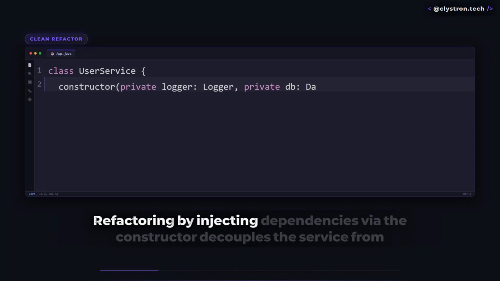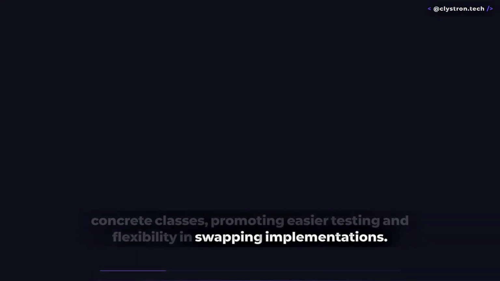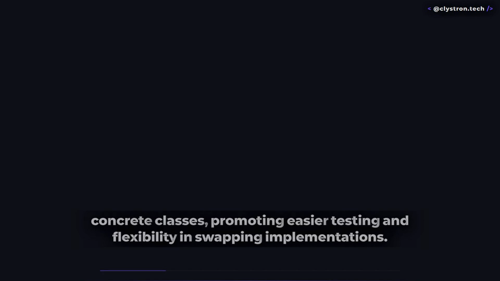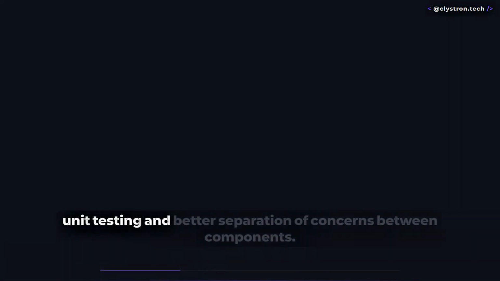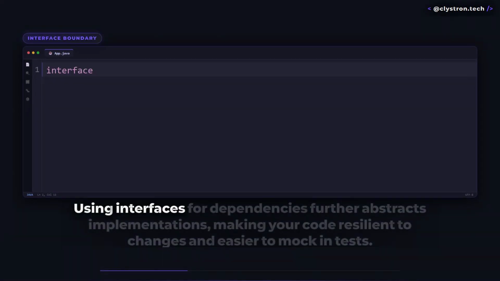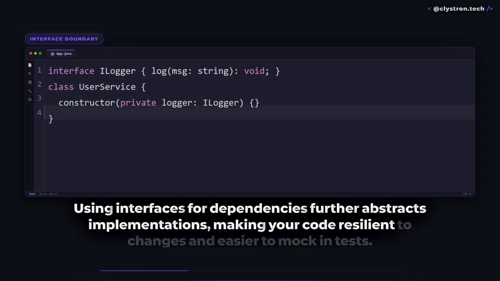Refactoring by injecting dependencies via the constructor decouples the service from concrete classes, promoting easier testing and flexibility in swapping implementations. Constructor injection reduces coupling by externalizing dependencies, enabling easier unit testing and better separation of concerns between components. Using interfaces for dependencies further abstracts implementations, making your code resilient to changes and easier to mock in tests.